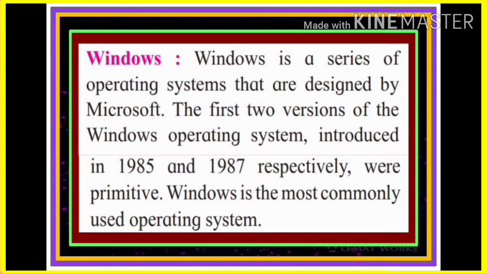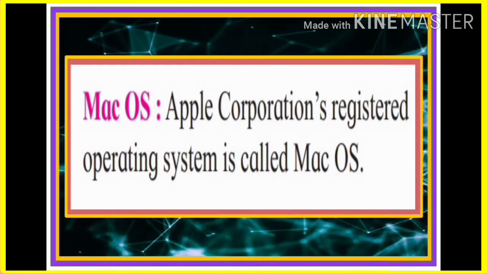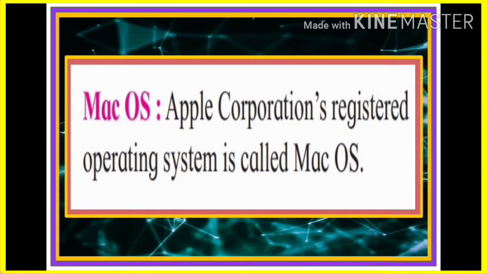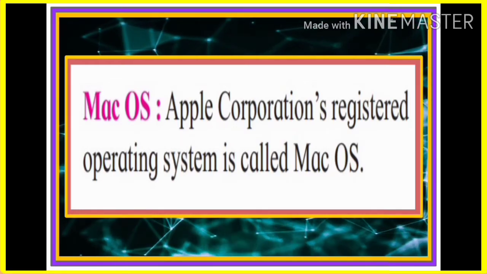Windows is a series of operating systems that are designed by Microsoft. The first two versions of the Windows operating system, introduced in 1985 and 1987 respectively, were primitive. Windows is the most commonly used operating system. In India, Windows operating system is very popular. Mac OS, Apple Corporation's registered operating system, is called Mac operating system, that is Mac OS. So Apple computers use only Mac OS.